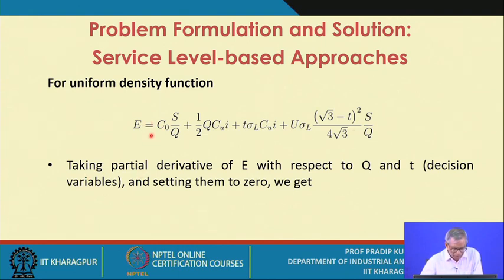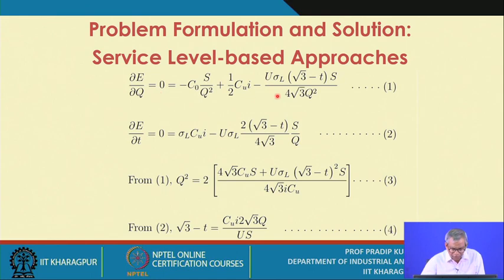So now once the total cost expression is known, we take the partial derivative of E with respect to the decision variables Q and T, where T is the multiplying factor used to determine the safety stock, and setting them to 0, we get these two expressions. So this is the partial derivative of E with respect to Q set to 0. So you have these expressions. Okay, you just follow the steps, and the second equation you get by taking the partial derivative of E with respect to T and setting it equal to 0, and then you have the second expression, and ultimately these two simultaneous equations are solved.